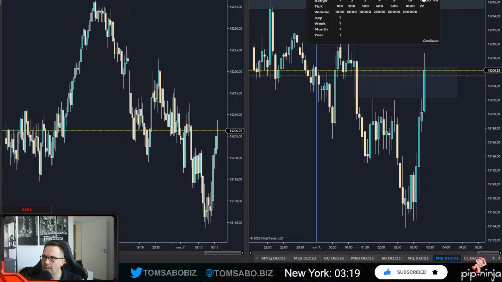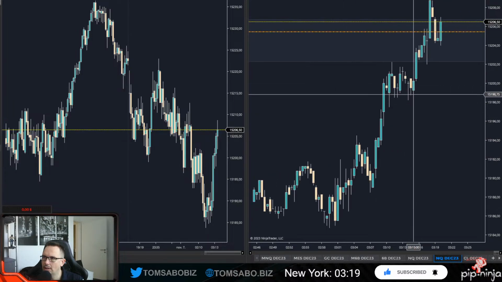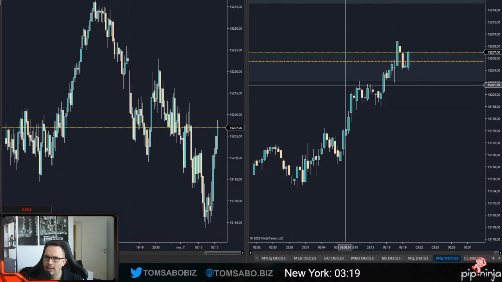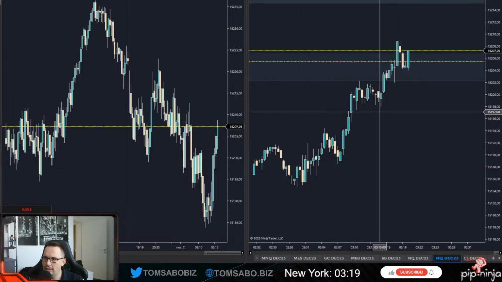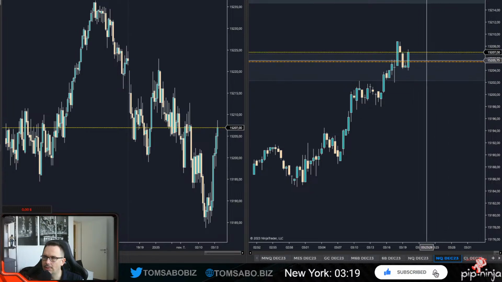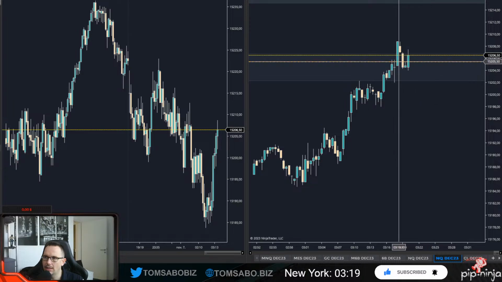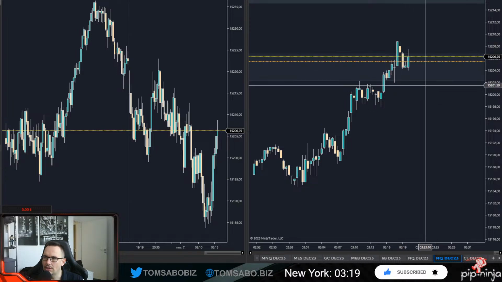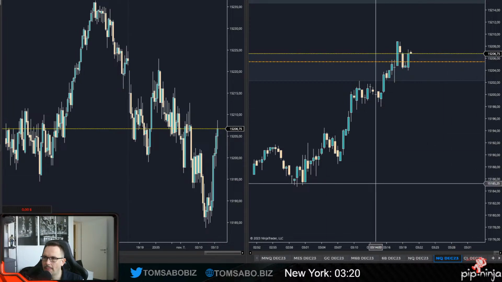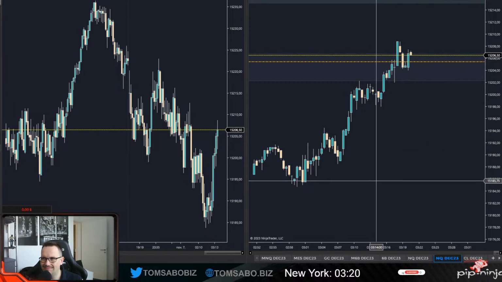So if I go down, and if we see a structure break here, then, well, I would like to see a structure break first of all. A clean structure break with a nice displacement. I mean, we really need to see not just a sloppy something, but a clean break. I would love to see that.